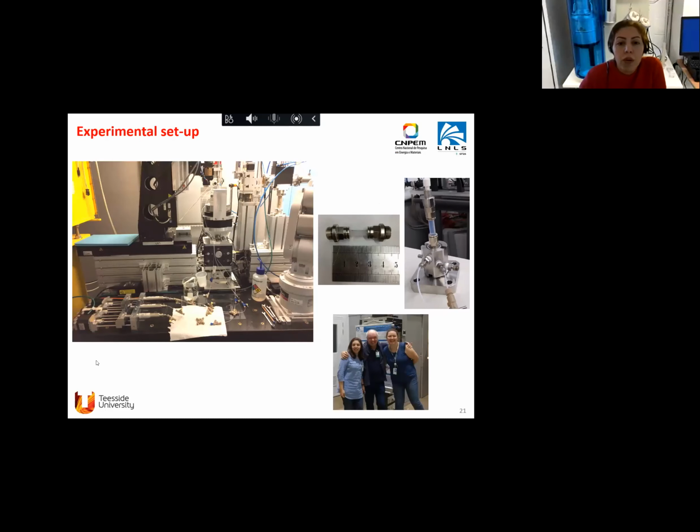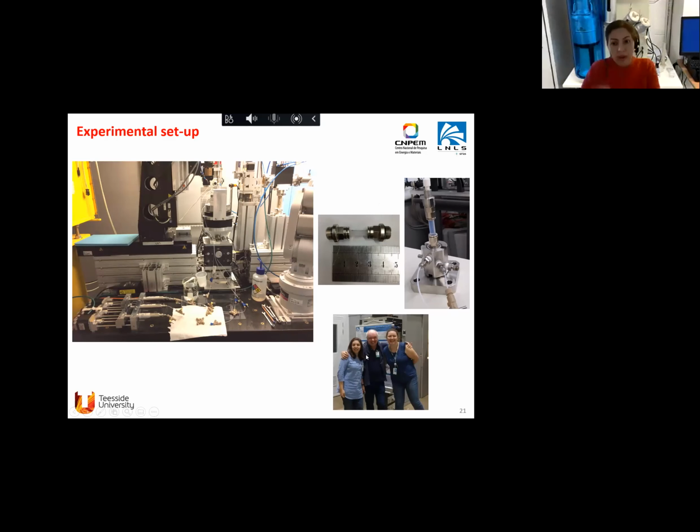So this is a picture of our setup. This is the column that is somewhere up there, and all the pumps and all the fittings and everything that we had, and half of the team, obviously happy.